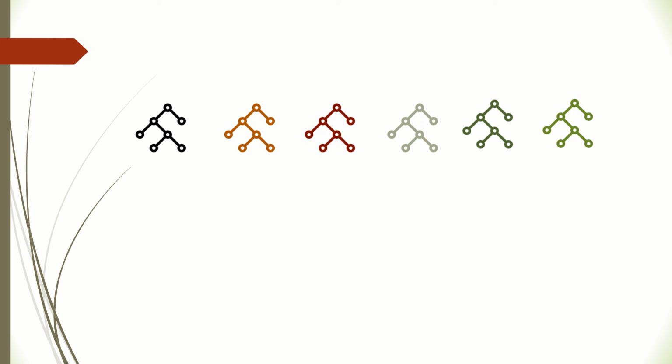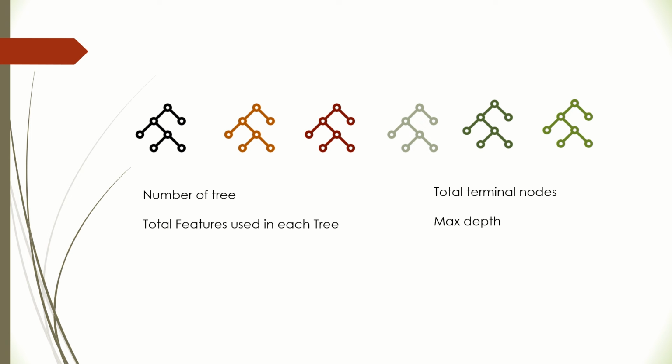and for each decision tree there are certain parameters, like the height to which we want to grow the decision tree, how many features will be used, and the total number of leaf nodes or terminal nodes. All these things have to be kept in mind. To summarize, we have to decide the total number of decision trees. You also have to decide for each decision tree the number of terminal nodes, the total features used in each tree while we train the model, and the maximum depth.